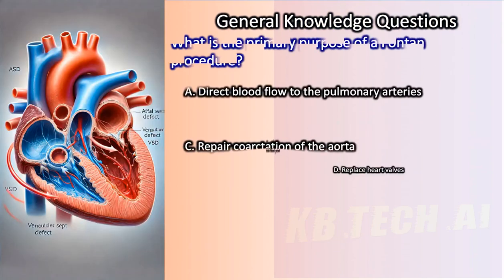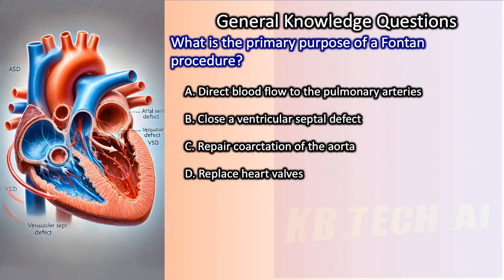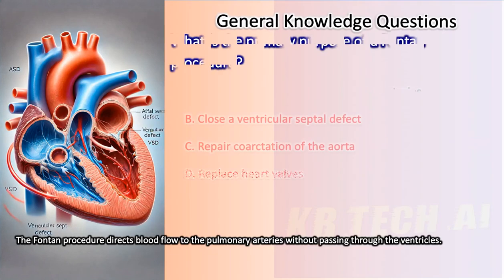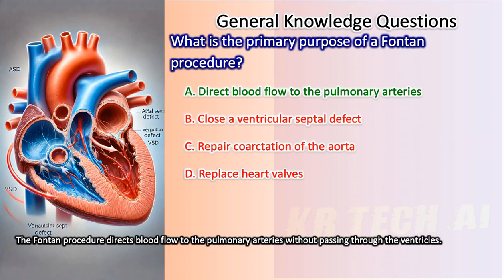Which is the primary purpose of a Fontan procedure? Option 1, direct blood flow to the pulmonary arteries. Option 2, close a ventricular septal defect. Option 3, repair coarctation of the aorta. Option 4, replace heart valves. The answer is option 1, direct blood flow to the pulmonary arteries.